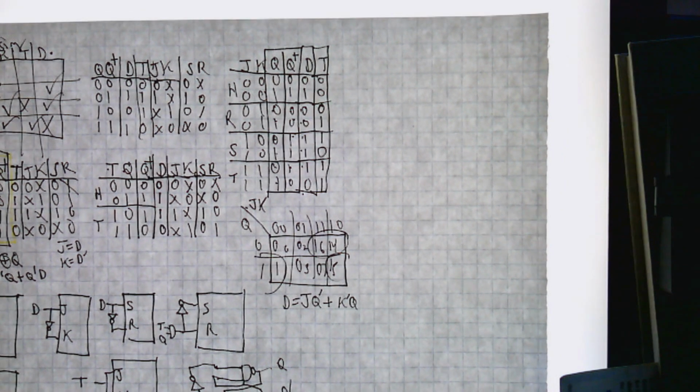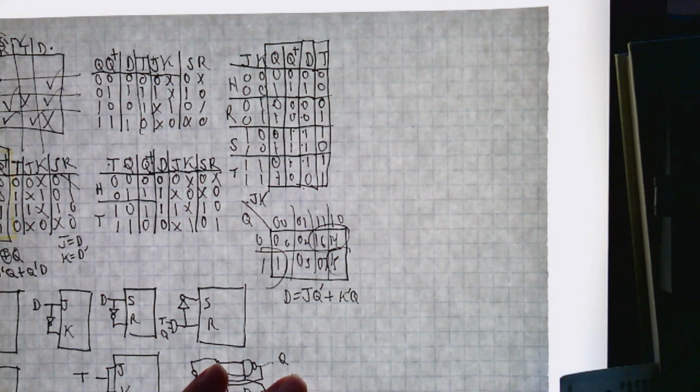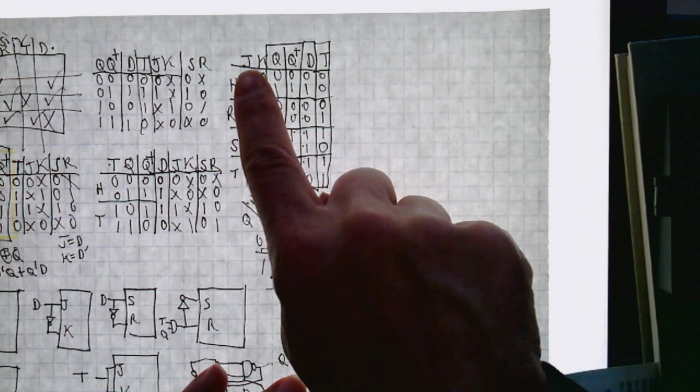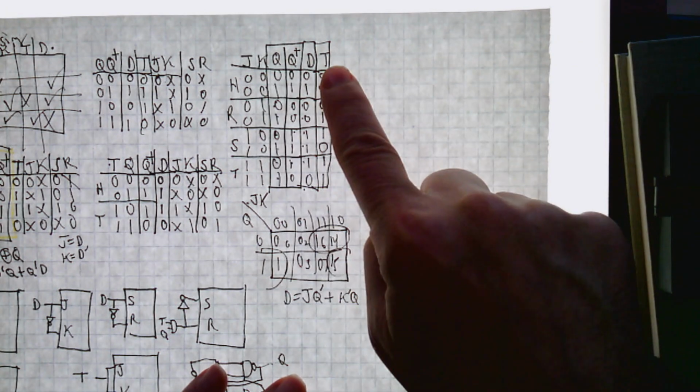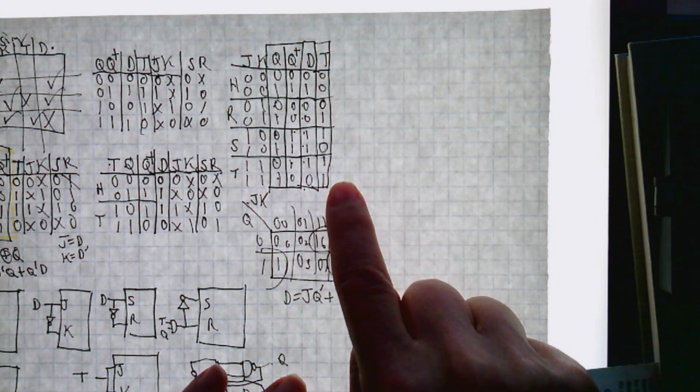Oh, really? Well, I know T is a function of J, K, and Q. So I have a 3-variable truth table, J, K, and Q, and I see T as a function. How do I get the minimum sum of products form for the function T?